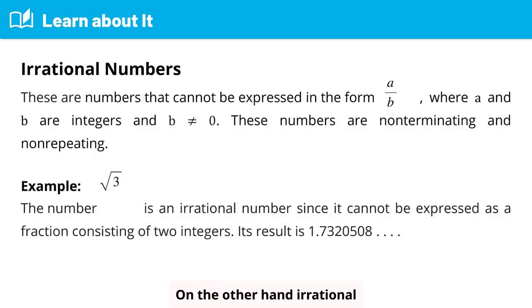On the other hand, irrational numbers are the opposite of rational numbers. Irrational numbers defy such neat expression, intriguing us with their non-terminating, non-repeating form. Discover these families and see where roots intertwine within them. Example, the number square root of 3 is an irrational number since it cannot be expressed as a fraction consisting of two integers.